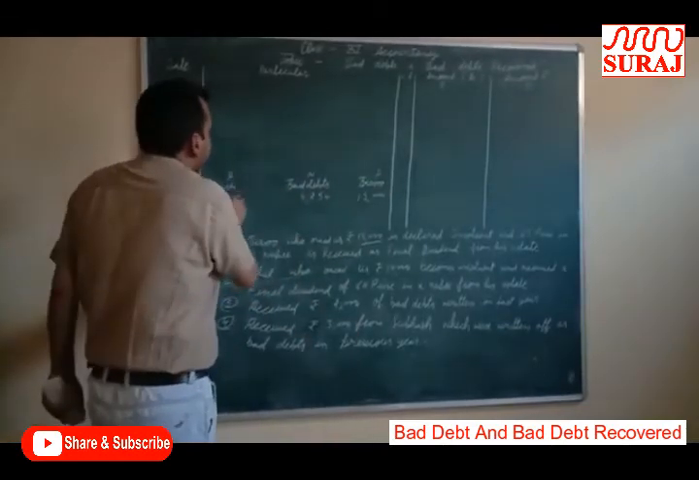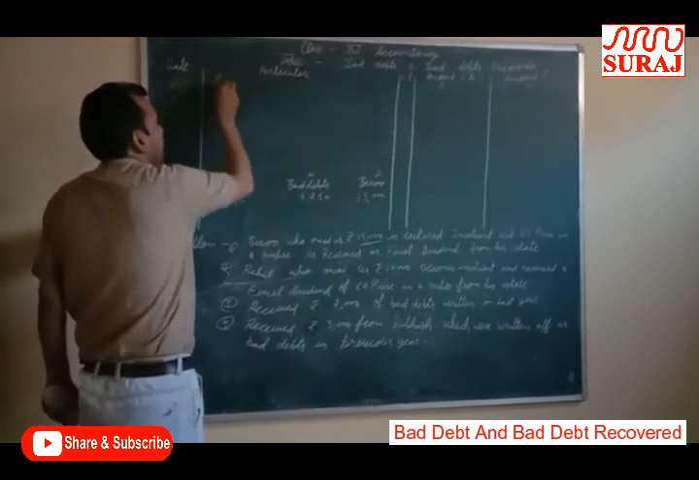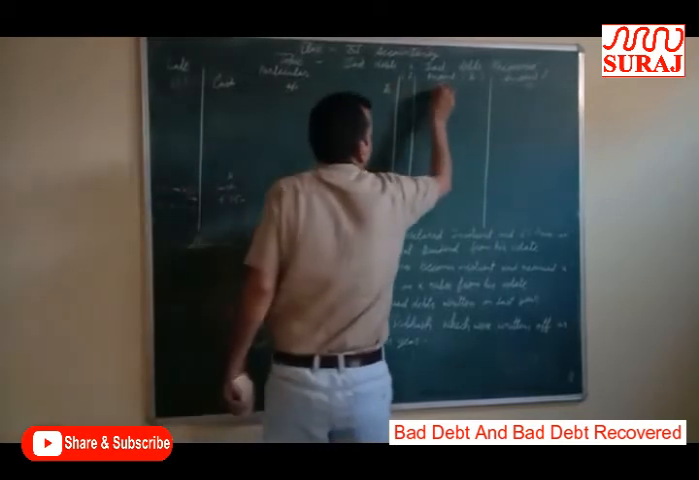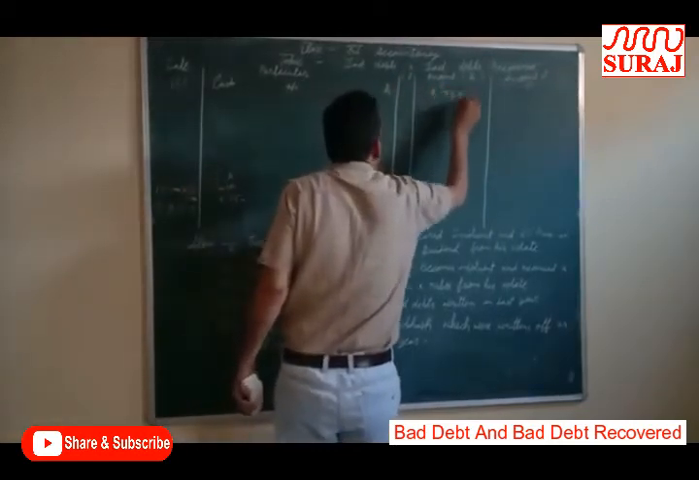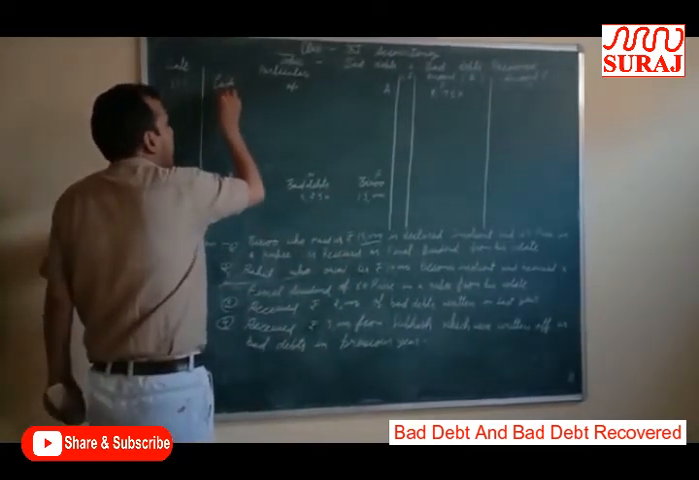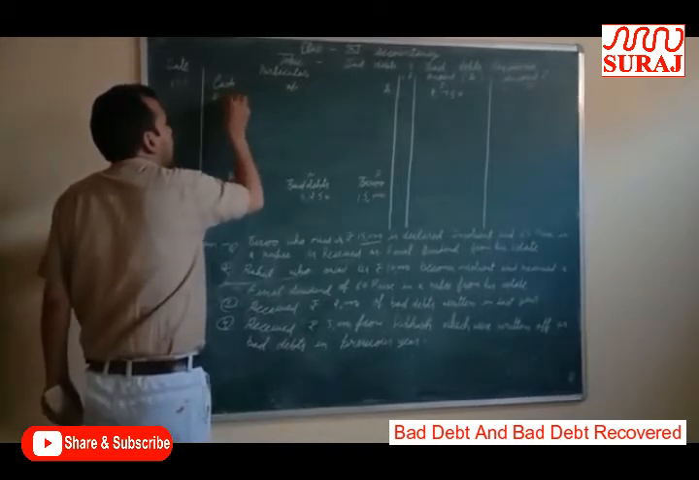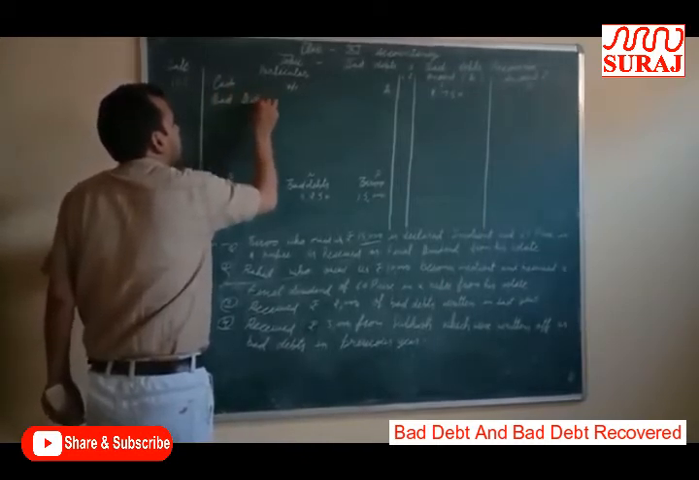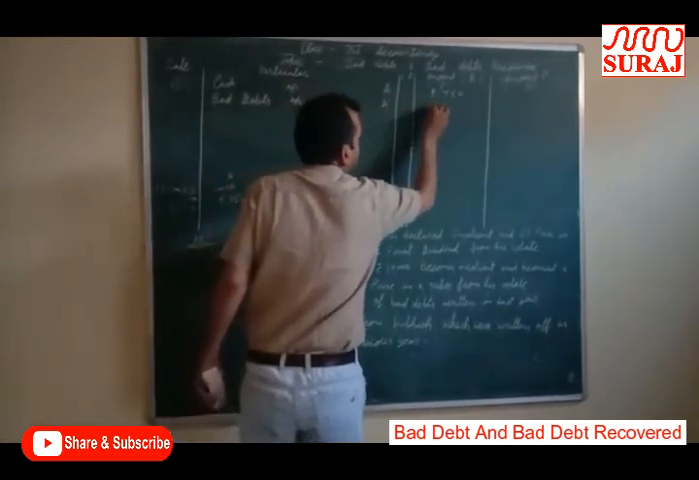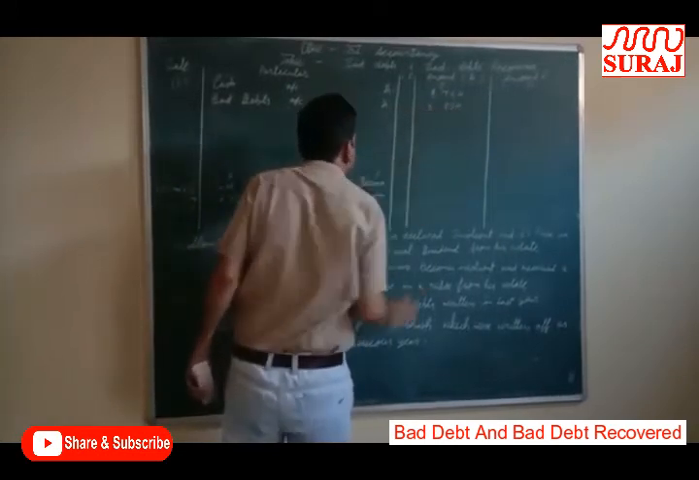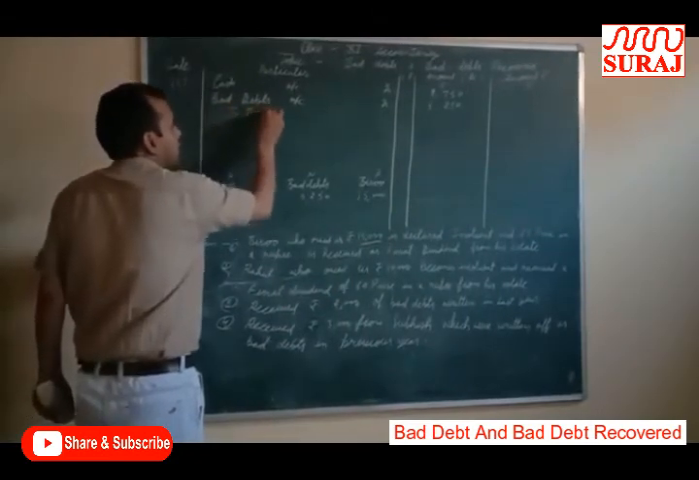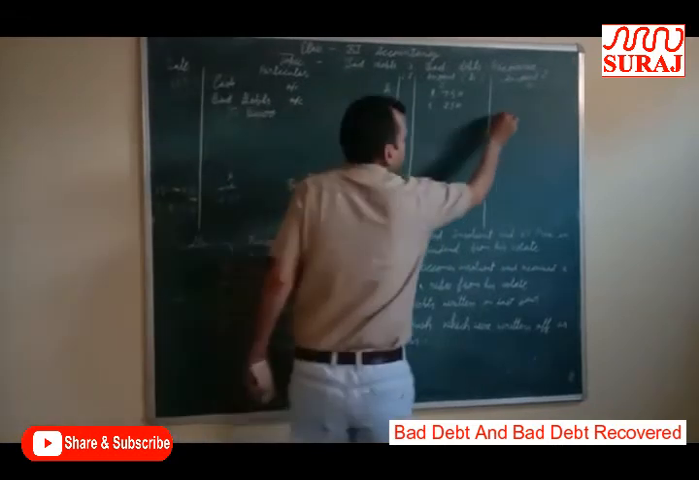Real account rule: debit what comes in, credit what goes out. Cash comes into the business, so cash account debit 9,750. Bad debts is a nominal account, a loss, so bad debts account debit 5,250. For the personal account, debit the receiver, credit the giver. Biru is the giver, so credit Biru 15,000.